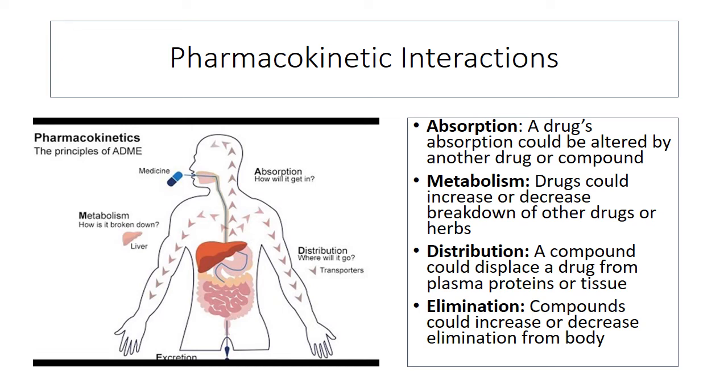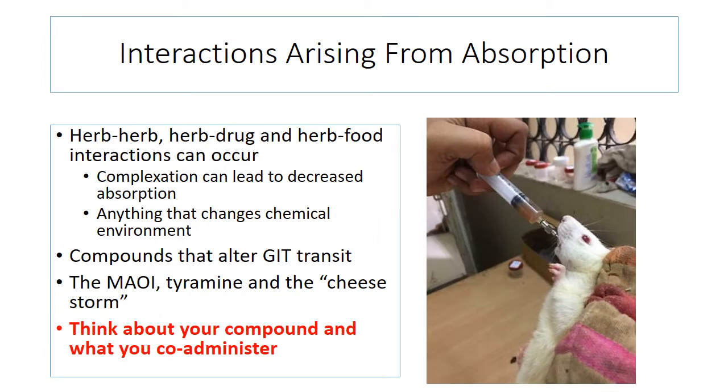And then we've already talked about metabolism. From a distribution perspective, you can have compounds displacing other compounds from plasma proteins or from tissues. And from an elimination perspective, you can have compounds that either increase or decrease elimination of other compounds from the body. Quickly to go through these: you can have drug interactions occurring at the level of the gastrointestinal tract. So if you take two compounds, your extract, and then let's say you also want to feed your animals aluminium chloride, perhaps as a model for Alzheimer's.